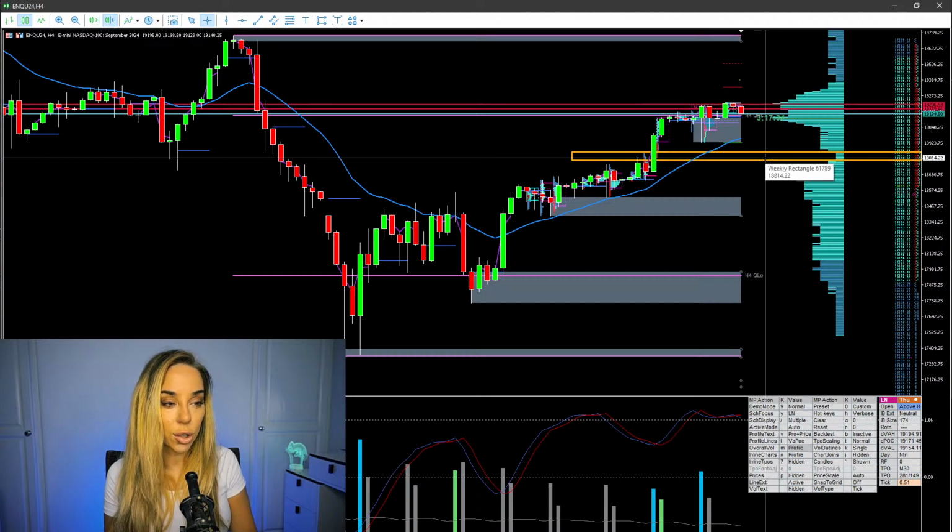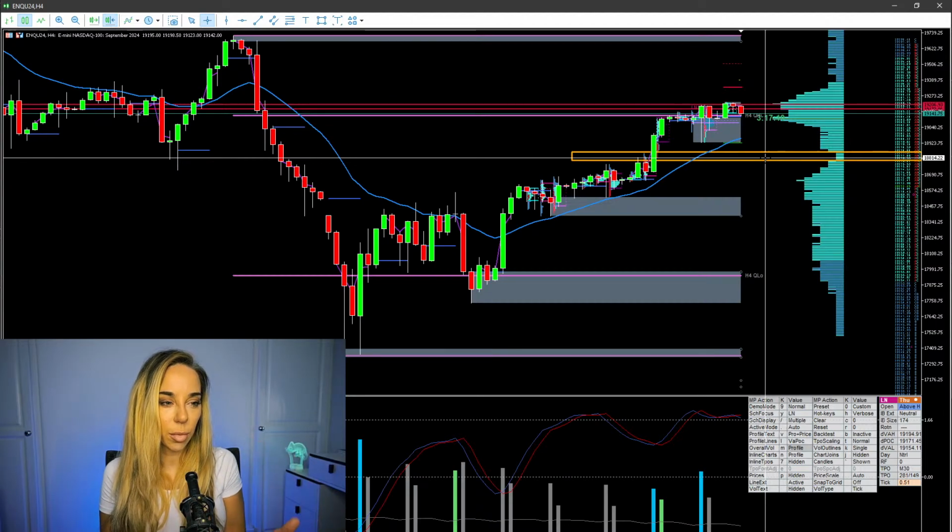Now, I have my average daily range, which is dynamically calculated in my case, sitting right around 188.14. What I've seen in the past couple of days is that we haven't been reaching those. We've been turning right above it or below it.